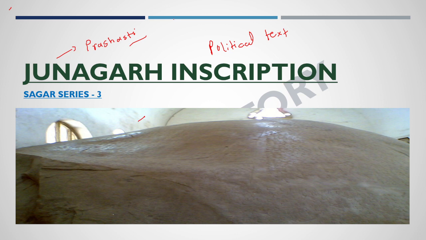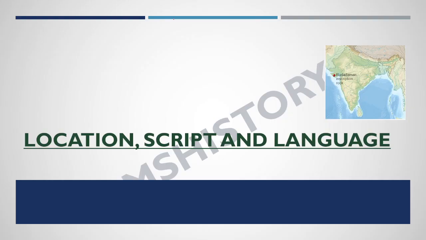All these prashastis were completely different in their form and content, but had some very shared ideas, which basically talk about the achievements of the kings. Now, in this Junagarh inscription, first of all, if we talk about its location, what was the location of this very inscription?